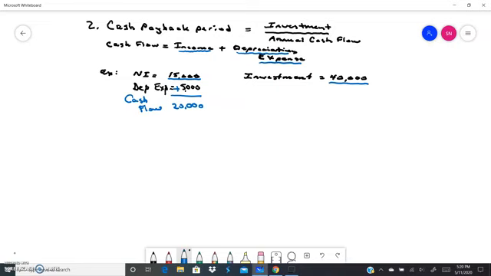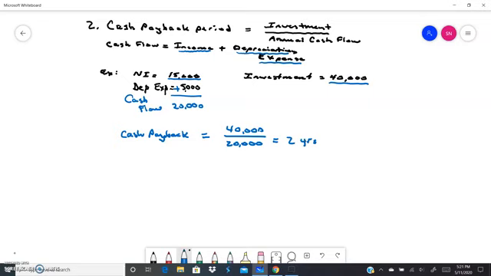So if you're confused, remember, cash flow is always the bigger number. It's before we subtract depreciation expense. It excludes depreciation expense because depreciation expense is a non-cash item. So if we look at the cash payback equation, we have the amount of the investment, $40,000, divided by the annual cash flows, which is $20,000, and that gives us a 2-year payback.